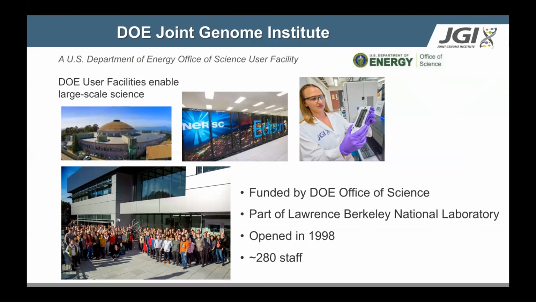JGI came into existence in 1998 and is part of the Lawrence Berkeley National Laboratory. Around 280 people work here. We are funded by US Department of Energy's Office of Science. We are a DOE user facility. You may wonder what a user facility is. DOE user facilities enable large-scale sciences that are not generally possible to carry out in individual labs or core facilities at your universities or organizations.